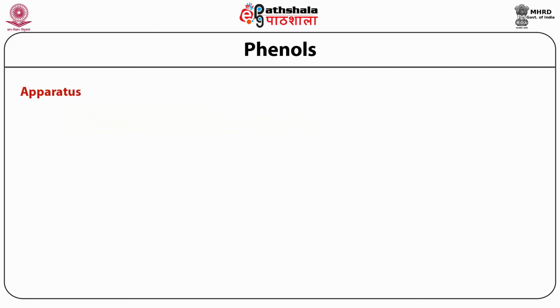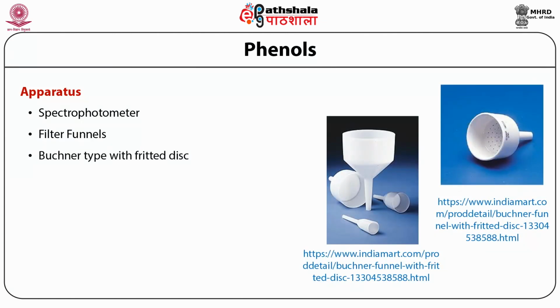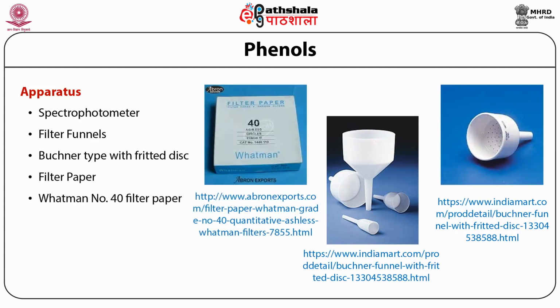The apparatus required for the phenol determination includes a spectrophotometer, filter funnel, Buchner type with fritted disc, filter paper, Whatman number 40 filter paper, anhydrous sodium sulfate, and a pH meter or separating funnel.